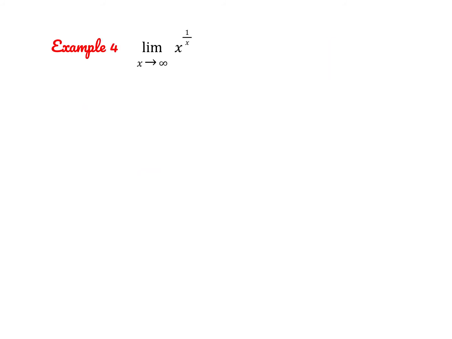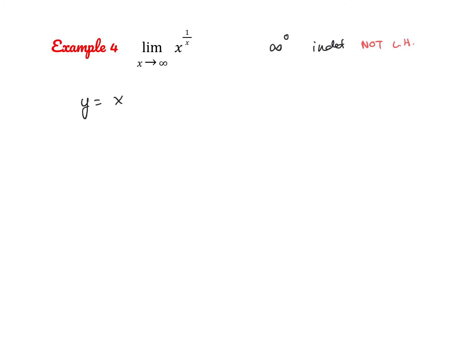All right, let's try another one together. So here we have the limit as x approaches infinity of x to the power of 1 over x. So if we do direct substitution with infinity, we end up with infinity to the power of 1 over infinity, which is 0. So this is an indeterminate, but it is not applicable for L'Hopital's rule. It's not the right type of indeterminate. So we need to find a way to rework our function.